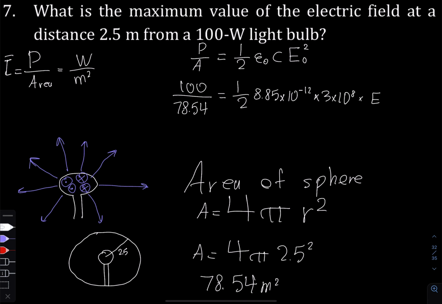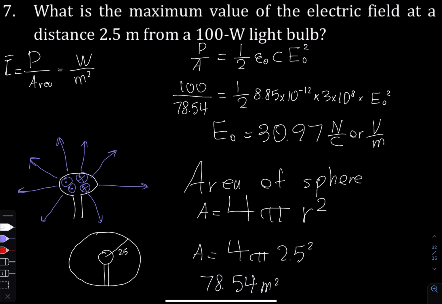And then now we just need to find this. So now you just do a little calculator action. So we get electric field maximum is 30.97, and this is going to be in the units of either newtons per coulomb or volts per meter. All right.